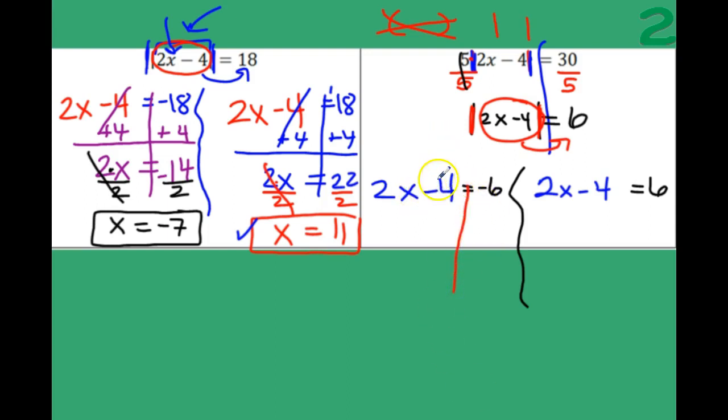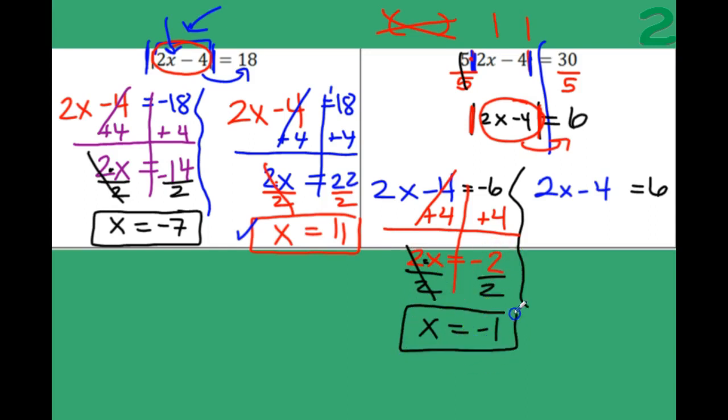So let's solve this. Get rid of the subtract 4 first. I'm going to add 4. So those eliminate. I have 2x. Now negative 6 plus 4, different signs, subtract. 6 minus 4 is 2, but there's more negatives. And then last, the opposite of multiplying by 2 is divide by 2. So I have x equal to, well, 2 divided by 2 is 1, and it's negative.